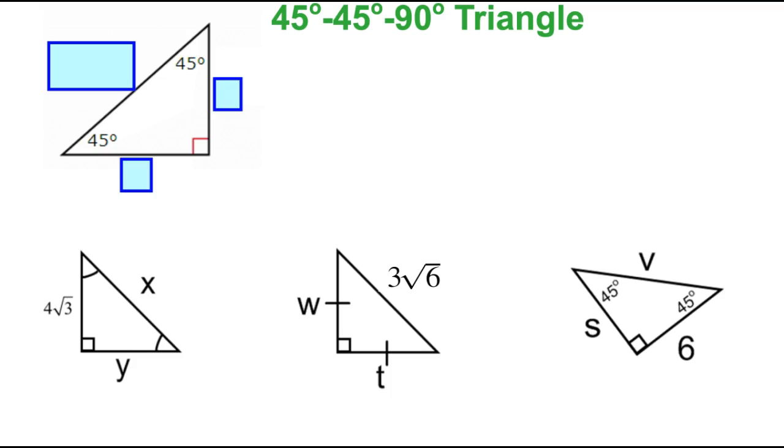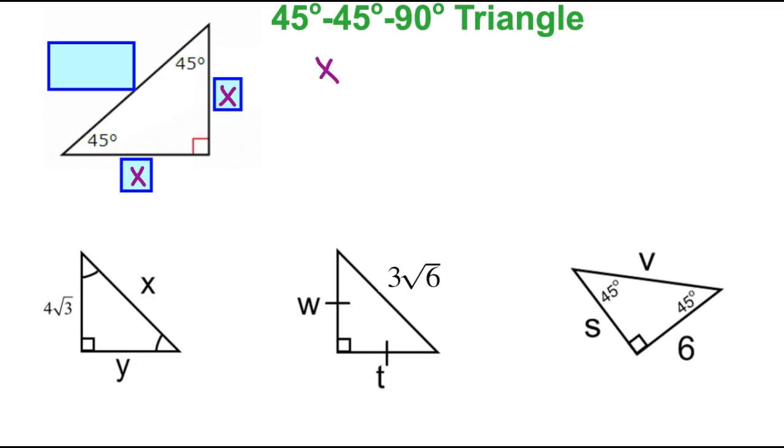If you have a 45, 45, 90 right triangle, that means that it's isosceles, and the only two numbers that add up to 90 that are the same number are 45, 45. So that means that these two sides of the triangle are the same. Let's just call them x. And so what would the hypotenuse be if each leg was x?